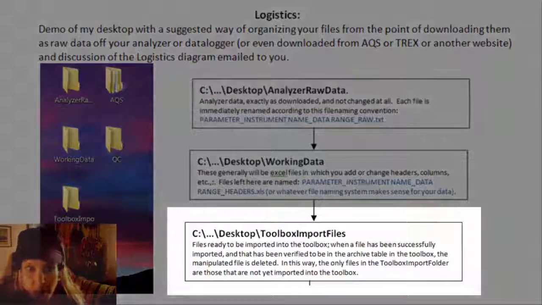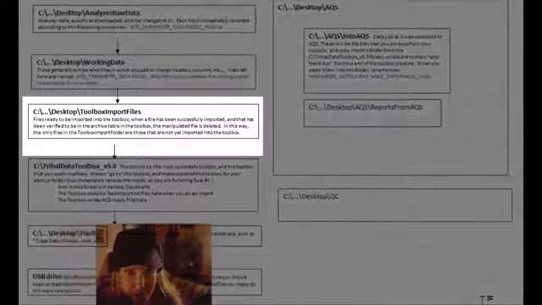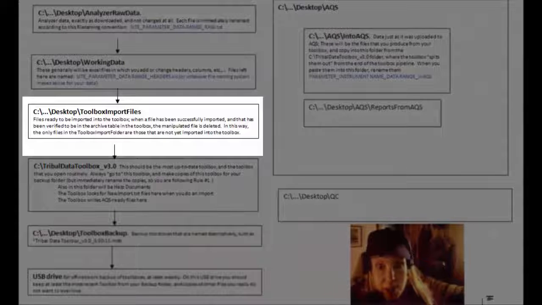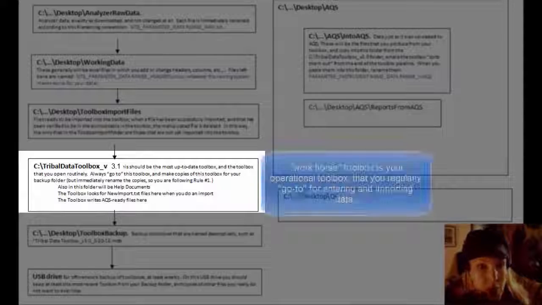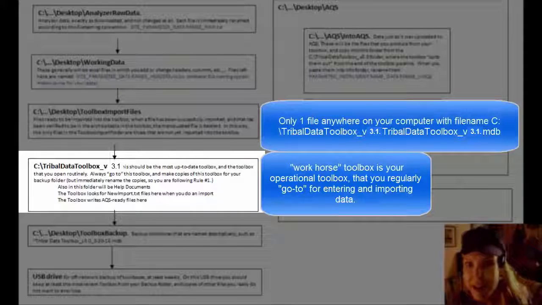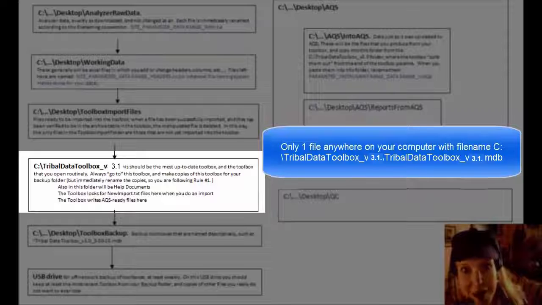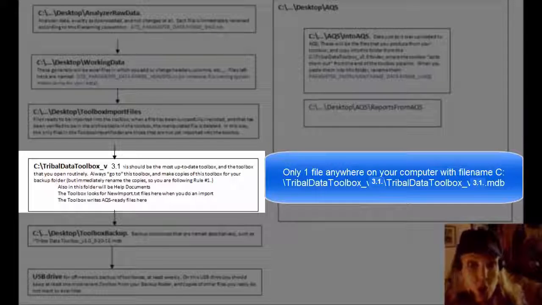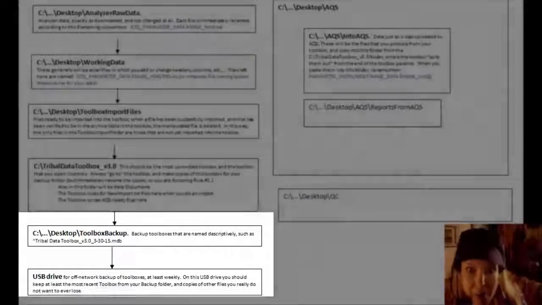Then the next folder we've called Toolbox import files, and these are the files that are ready to be imported into the Toolbox. So after this file is saved in this Toolbox import file, then it's copied into your folder where you have your workhorse toolbox, and it's really important to only have one file on your computer named Tribal Data Toolbox underscore v3.0, and keep that toolbox as your go-to toolbox, your workhorse toolbox. And when you make backups, you're going to be making backup copies of that one.